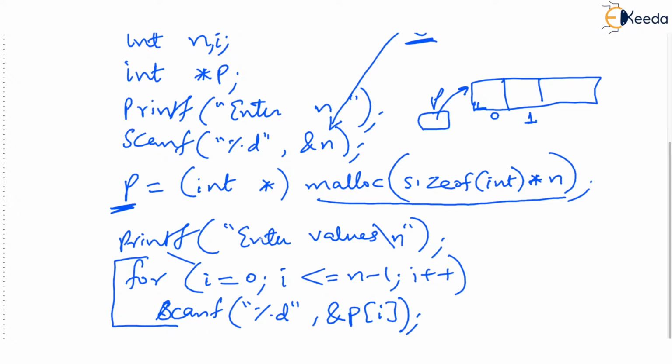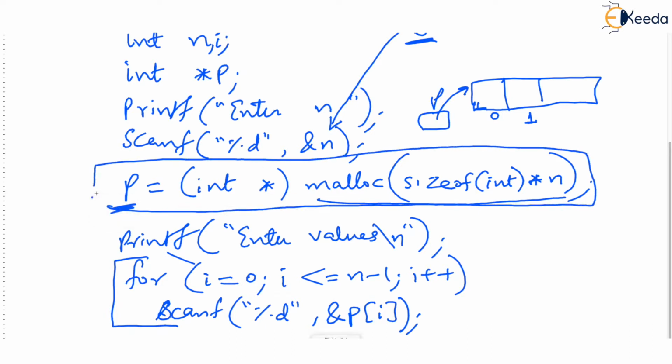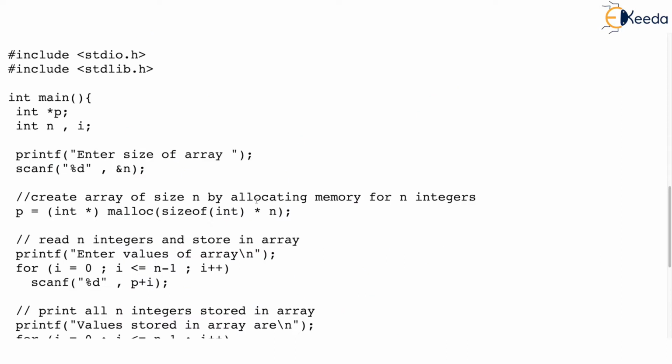And how do you print it? Simple. You just write a for loop in which you write printf, of course with %d, p[i]. But our topic of interest is how do you create an array dynamically. See that you have not declared this array, but you created it dynamically using malloc. That was the topic. Let's come back to our slides.